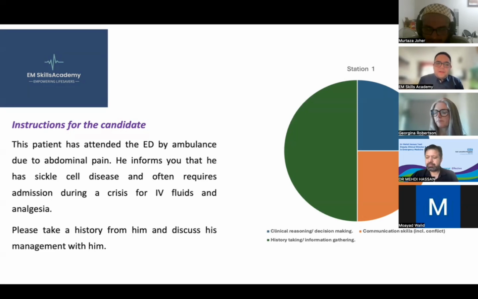Oh, doctor, I have a very bad abdominal pain. My tummy hurts a lot today. I'm feeling sick as well. Okay, sorry to hear that. Can you tell me more about your pain? Yeah, so this pain started today. It's all over, and it's just getting worse. I come here a lot, and they give me some fluids and some IV morphine, and then I'll be fine afterwards.